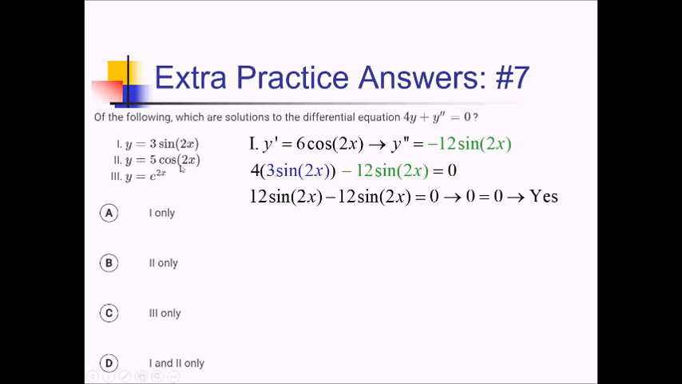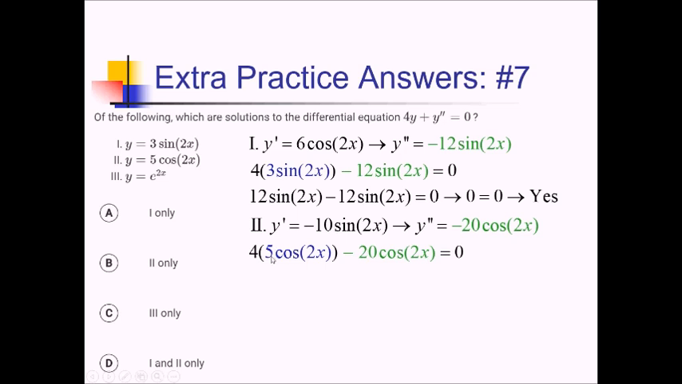And now option 2, we've got a y prime, using our chain rule, of negative 10 sine of 2x. And then y double prime, with another chain rule, we've got negative 20 cosine of 2x. Plugging that in, we have 4 times 5 cosine of 2x, and then plus that y double prime, that's negative 20 cosine of 2x. This is 20 cosine of 2x minus itself, which gives us 0 on both sides, so this is a yes.